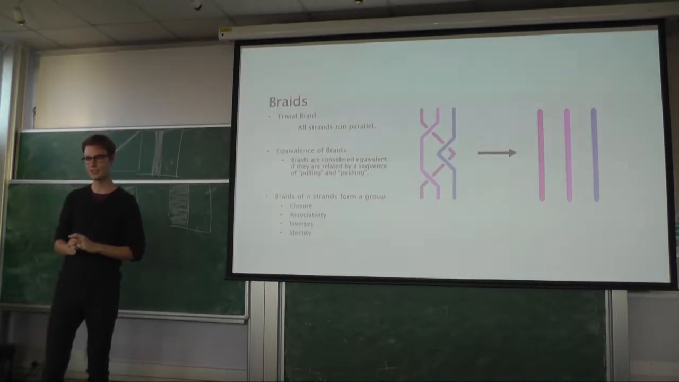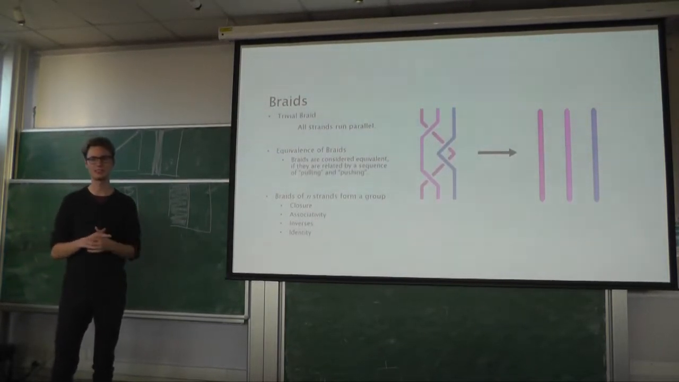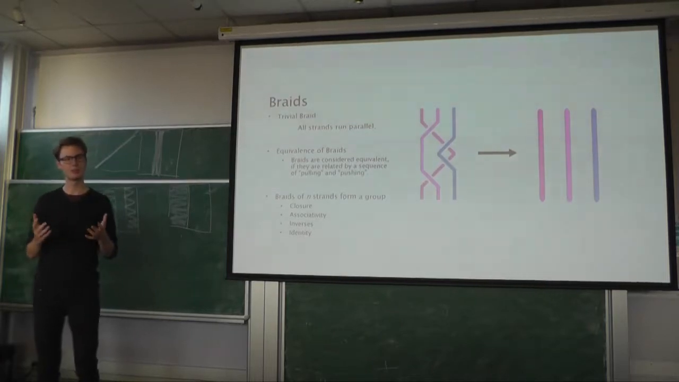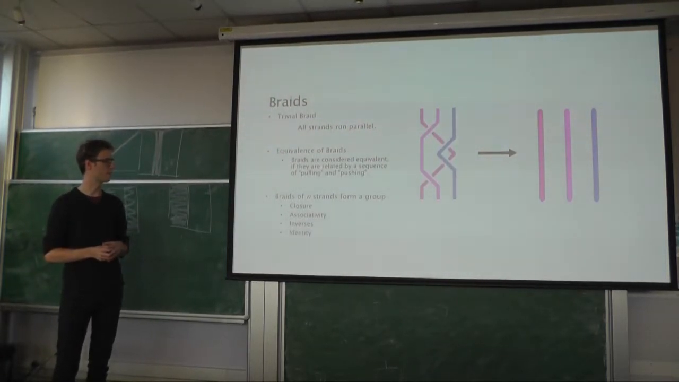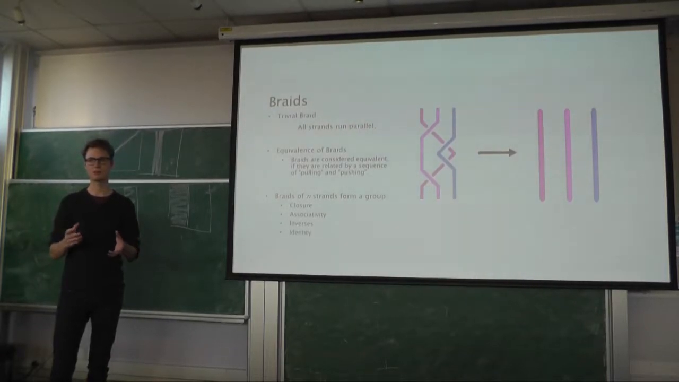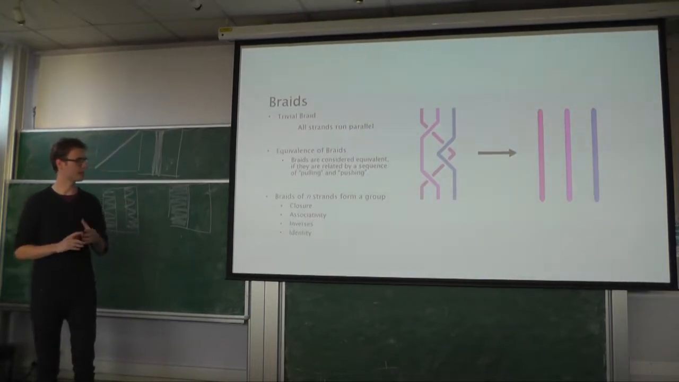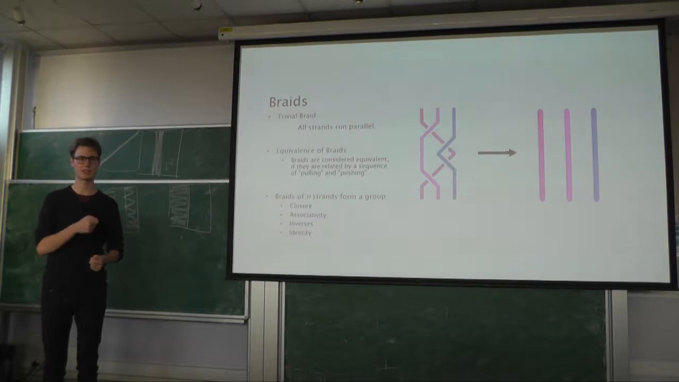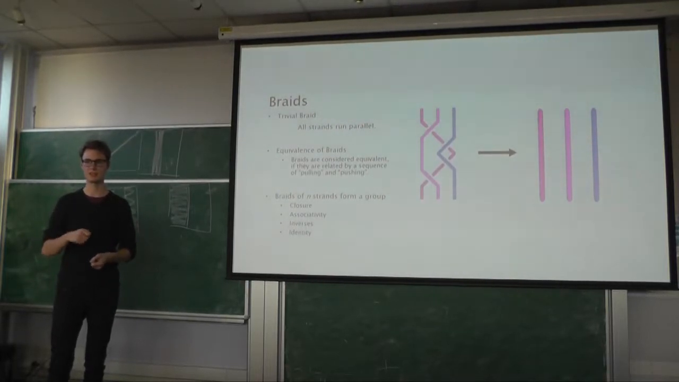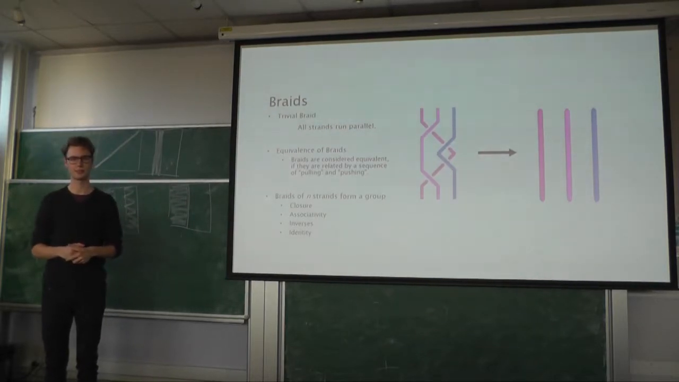And very interestingly, the braids of n strands form a group. It's fairly obvious that if you combine two braids of n strands, you get another braid, so you have closure. They are associative, which is fairly easy to check as well. I already mentioned the inverses: by reversing everything you did to the strands, you get back to the trivial braid, and the identity is just the trivial braid.